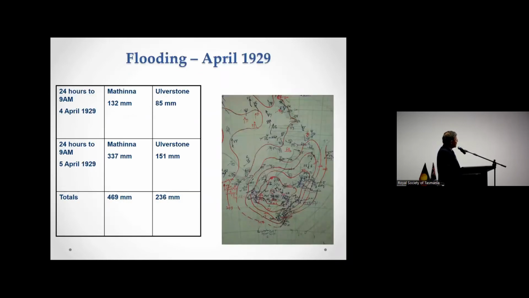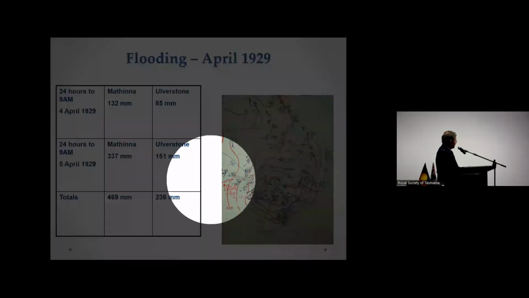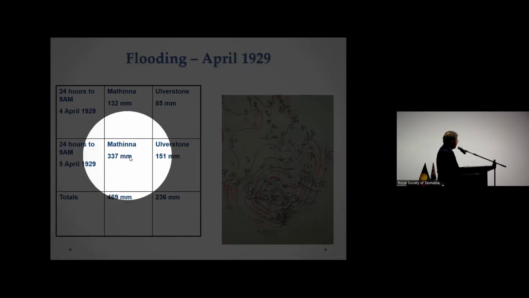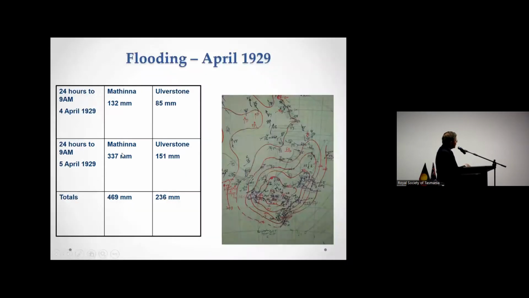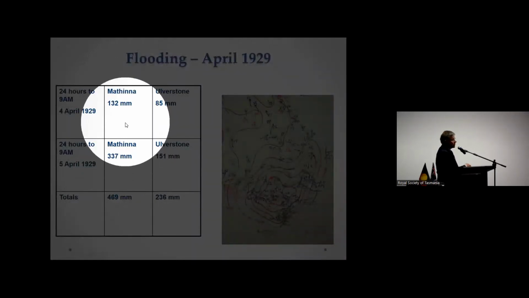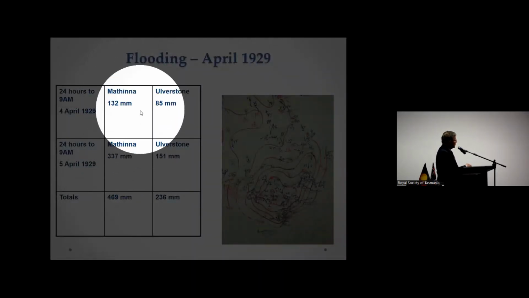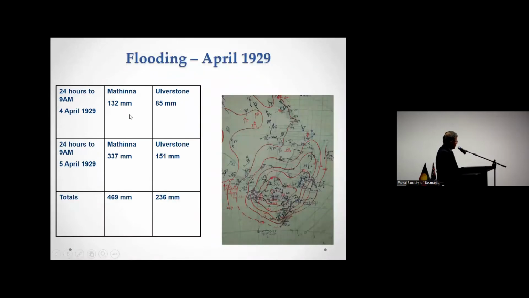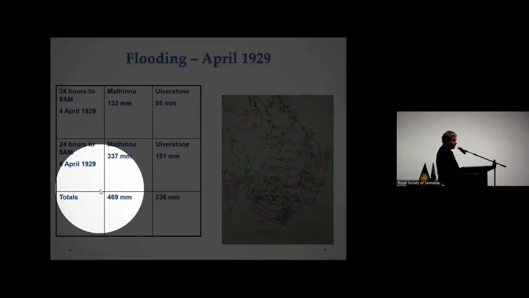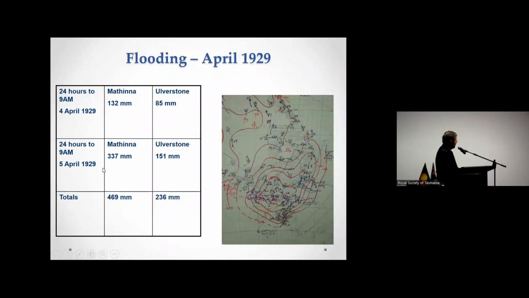So going back to that flooding in April 1929, I'd just like to remind you how much rain fell at Mathina. We saw that Mathina had the second highest daily rainfall of 337 millimetres there, but note that it had already received 132 millimetres on the previous day, a total getting up towards 500 millimetres in 2 days. So it's not surprising that that was an extraordinary event.